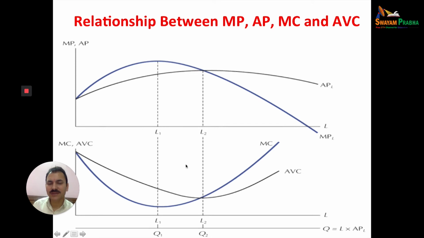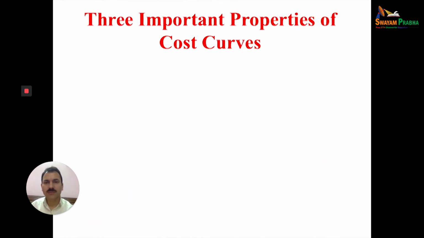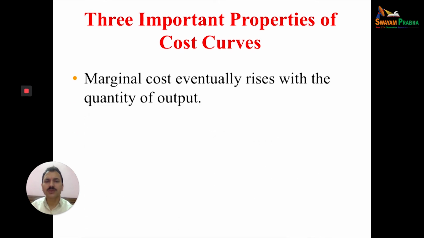Maybe this is the efficiency point. Because beyond this point, marginal cost and average cost are both increasing, and after this point, average product starts decreasing and marginal product also starts decreasing. So this is the relationship between marginal product, average product, and average variable cost.